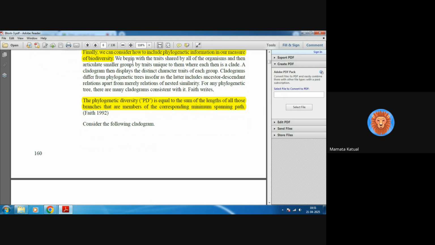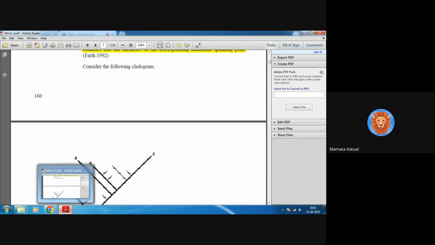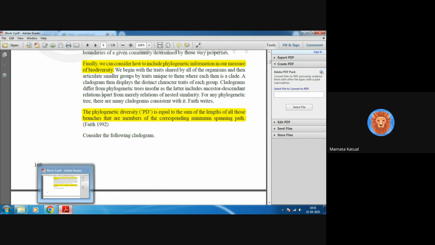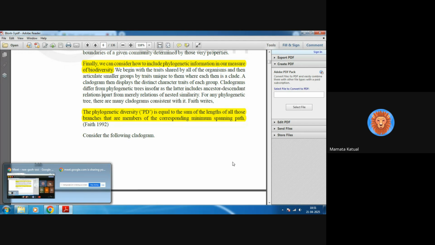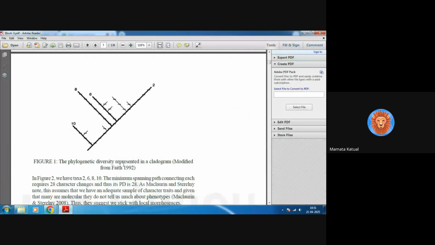So from the phylogenetic tree, we can study the phylogenetic diversity. In the diagram, you can see this is the phylogenetic tree, and from this we can calculate the phylogenetic diversity, which is equal to the sum of the length of all those branches that are members of the corresponding minimum spanning path. You can see in the diagram.